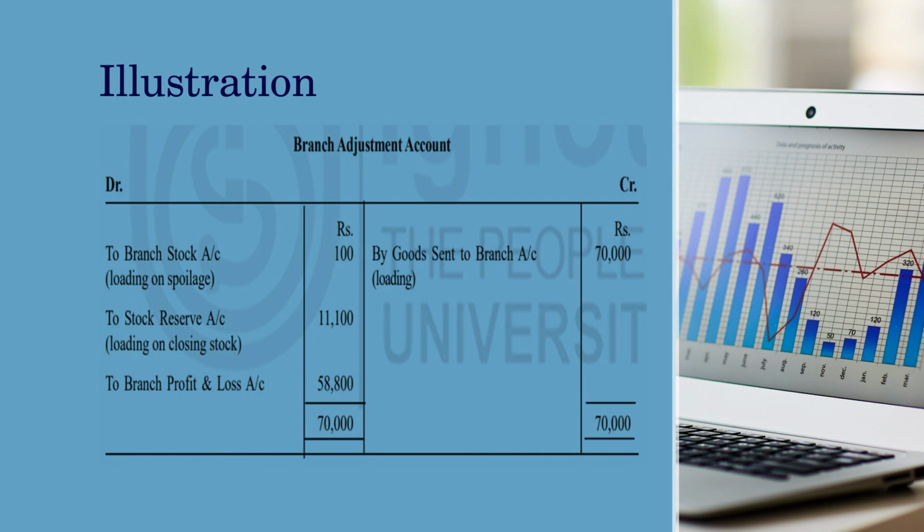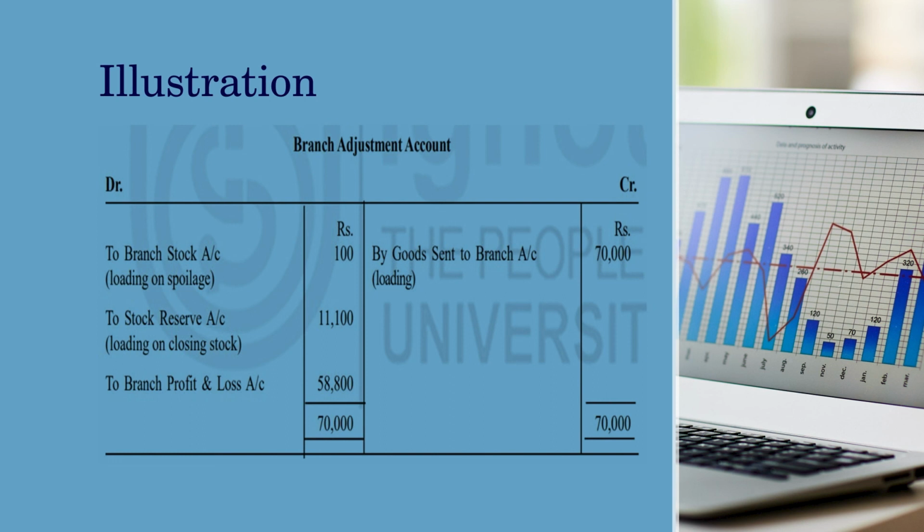Branch adjustment account. So goods sent to branch, this is the loading amount. Branch adjustment account is also known as loading amount. So goods sent to branch 70,000, because 280 was the cost price plus 70,000 was the loading amount. So total goods sent to branch was 3,50,000. So this is the amount of loading in goods sent to branch, 70,000. Total is 70,000. Spoilage total was 500, so 1/5 of 500 is 100 as loading.